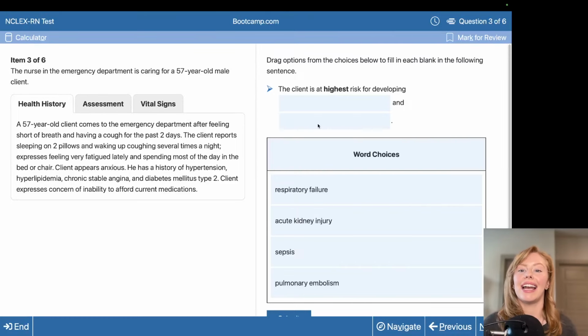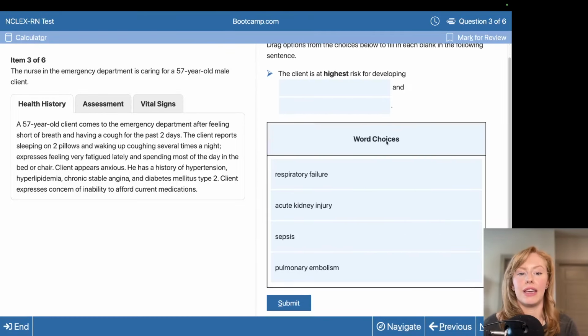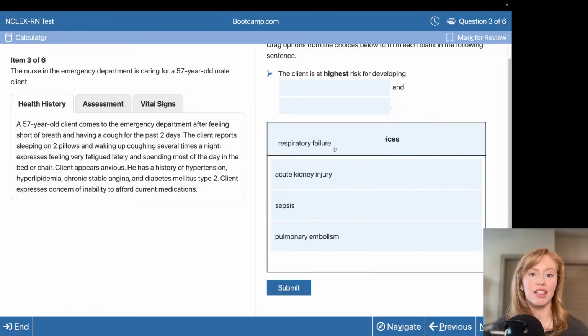So this client is at highest risk for developing either respiratory failure, acute kidney injury, sepsis, or pulmonary embolism, and we can pick two. So our two biggest risk factors. What do you guys think might be one of them? As we start top to bottom, do you think this client is at risk for respiratory failure and that that's going to be one of our two highest risks? So yeah, Shan says yes, and I agree.